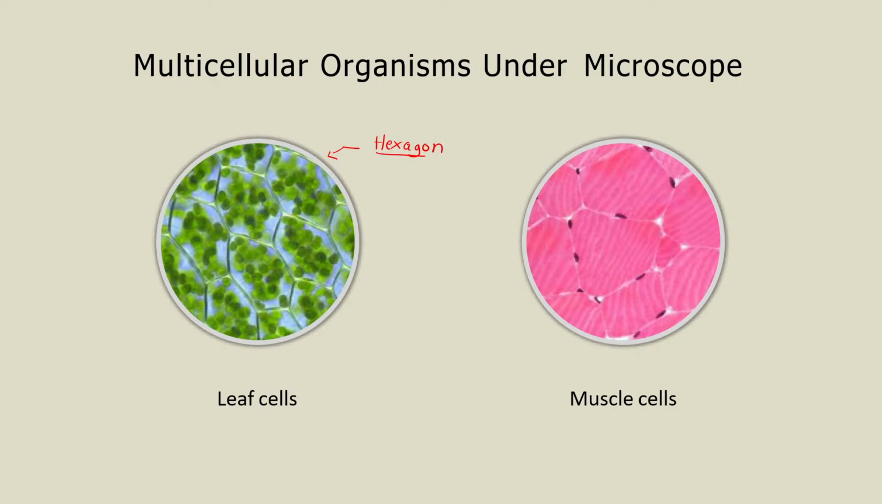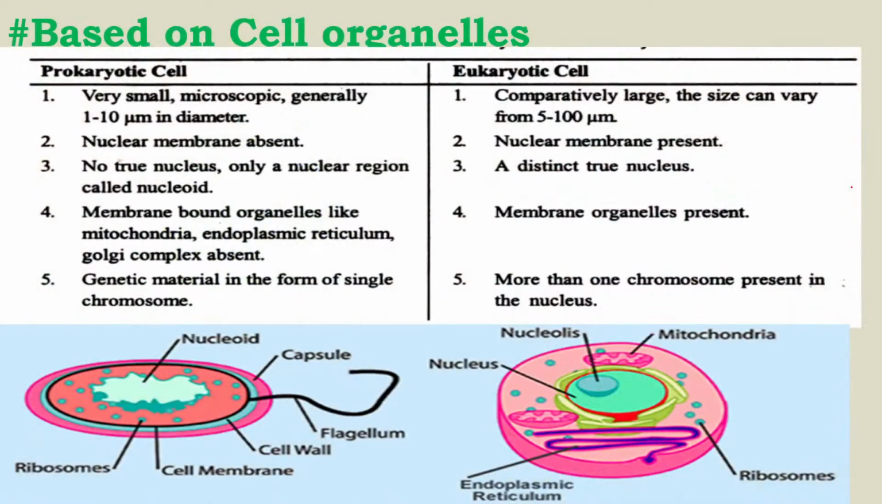A hexagon shape. What about the muscle cells? This is a picture of a muscle cell. What type of shape does a muscle cell have? We have learned about it having a spindle shape, right? Spindle shape. But now if you look at the transverse section of it, you will see these muscle cells don't have a proper shape. It is again irregular in shape. So these are some of the multicellular organisms, how they look under the microscope.